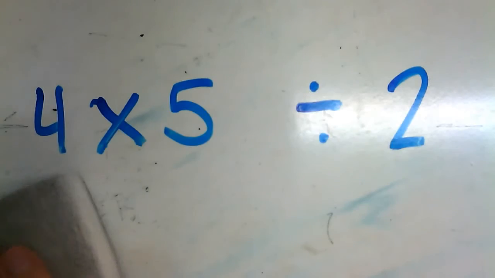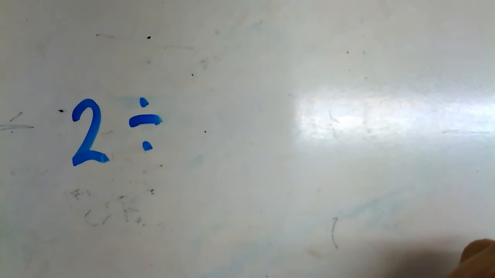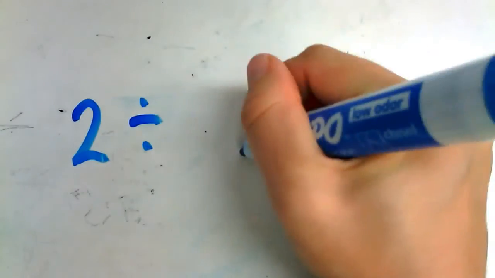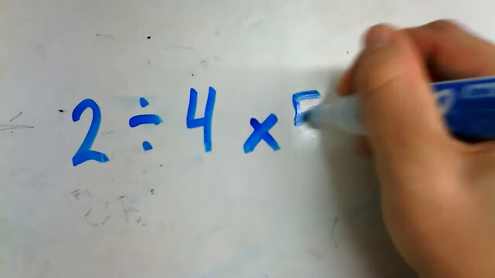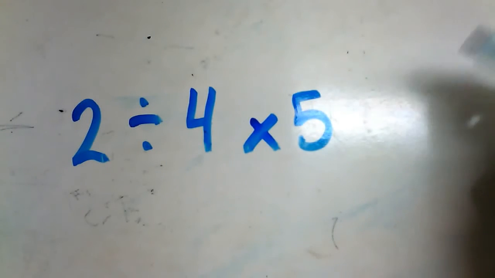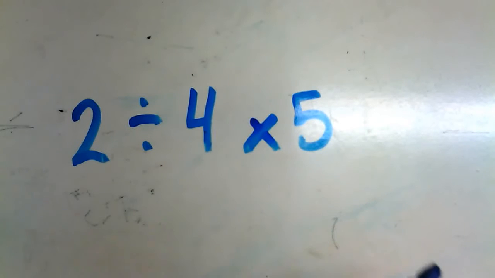So we're actually not going to want to write it that way. We're going to write it 2 divided by the product. Product means multiplication. Well, what was our multiplication? Well, it's what it said, 4 times 5. So we want to divide 2 by our product. But now wait a minute.